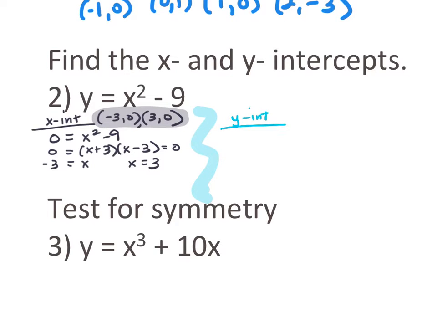The y-intercept is where we plug 0 in for x. So I get y equals 0 squared minus 9, and y equals -9. So this coordinate point is 0, -9. And again, you would type that in, no spaces. Questions so far?